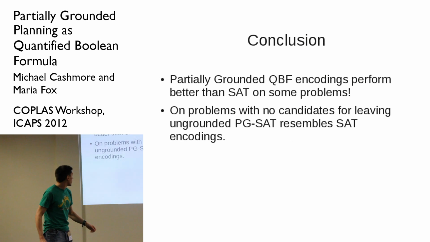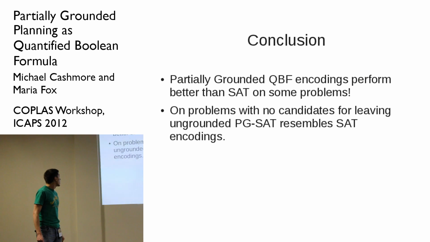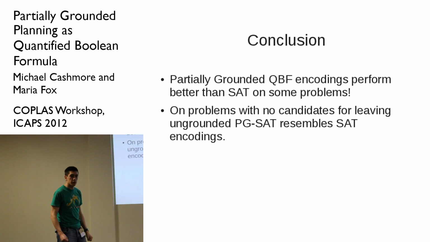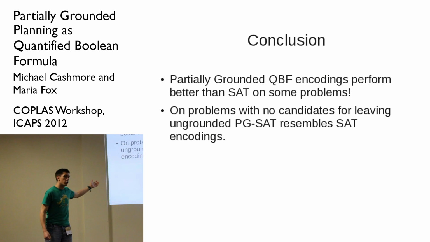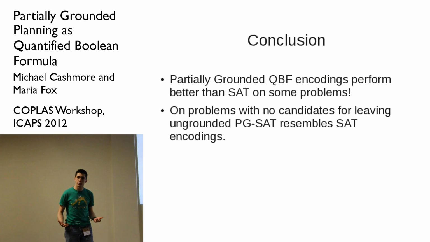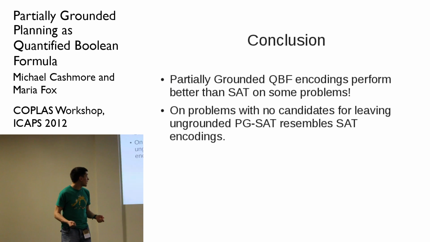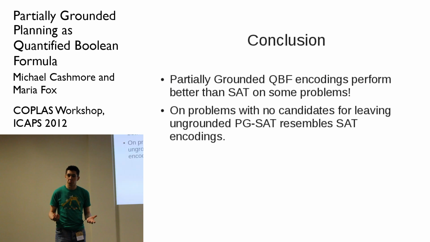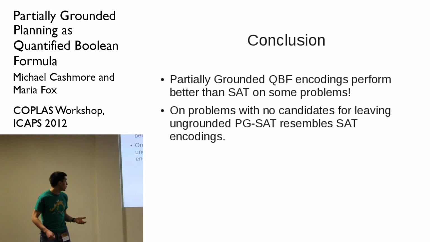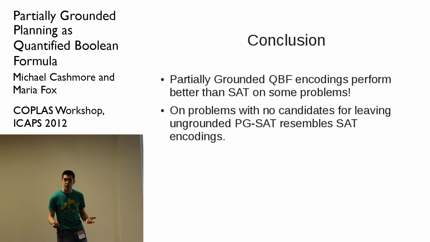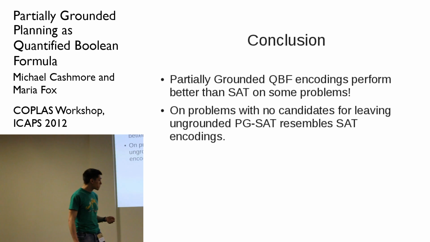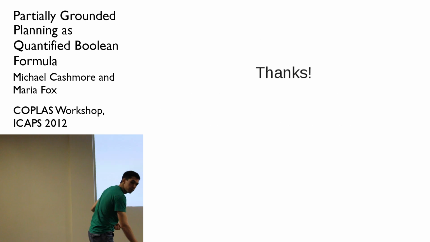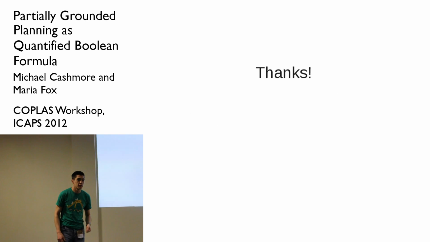Crucial is that we get good results on some problems which benefit greatly from lifting. And on problems that have no good candidates for lifting, or very few, our encoding will be just a SAT encoding of the domain. We wouldn't have any universal variables, and every variable will be grounded back to actual variables. So we don't lose anything from this technique. Are there any questions? Okay, thank you very much.